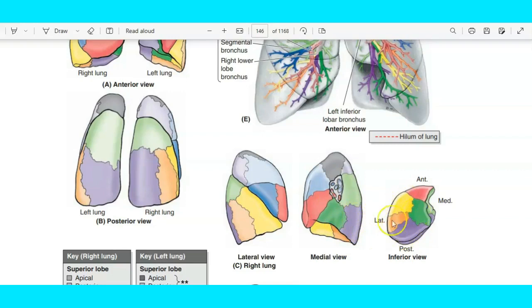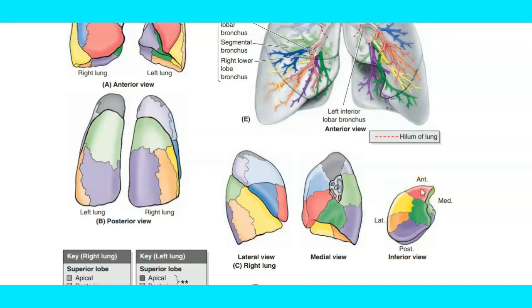Then when we look at it from the inferior aspect, what you can see here, this is the anterior segment. No, this is the medial segment of the middle lobe, right? That's what you can find here. Then this is the whole of the inferior lobe here. This is the anterior segment, this is the lateral segment, this is the posterior segment, and this is the medial segment. So when we are numbering it now, how are we going to number it?